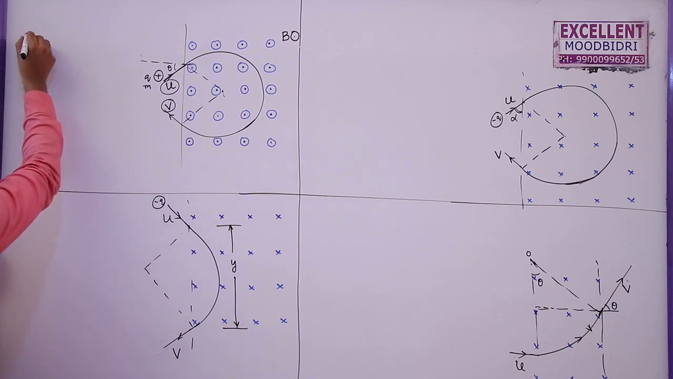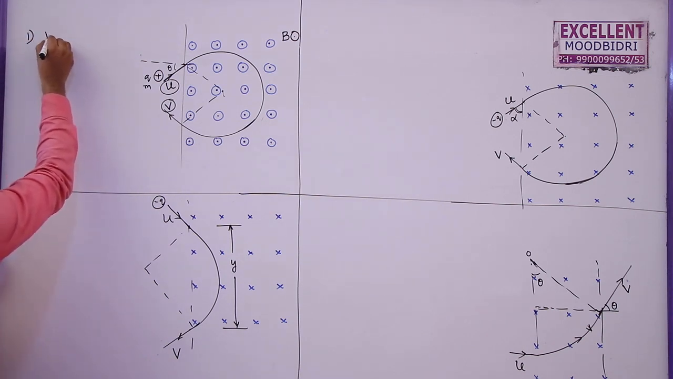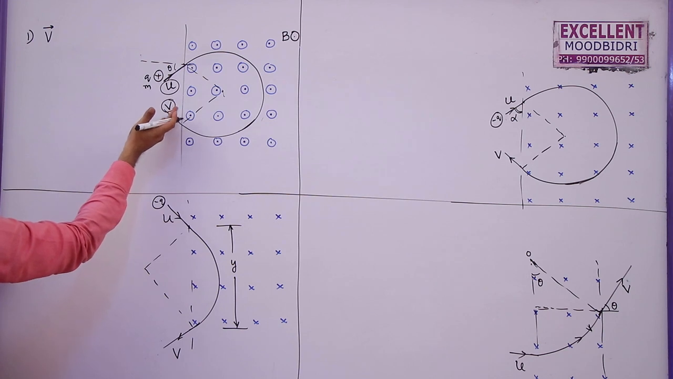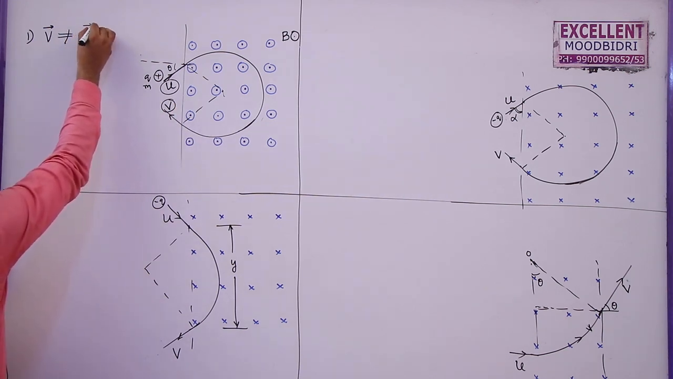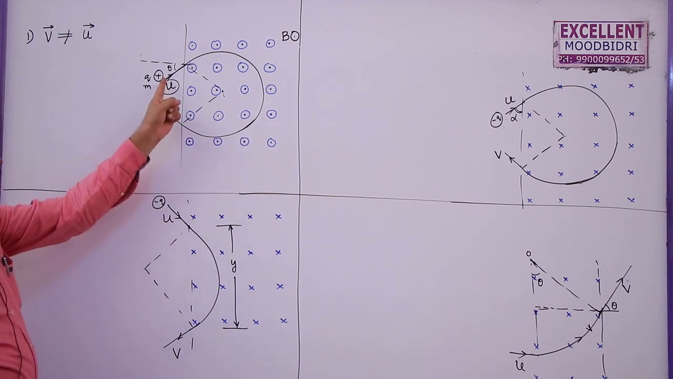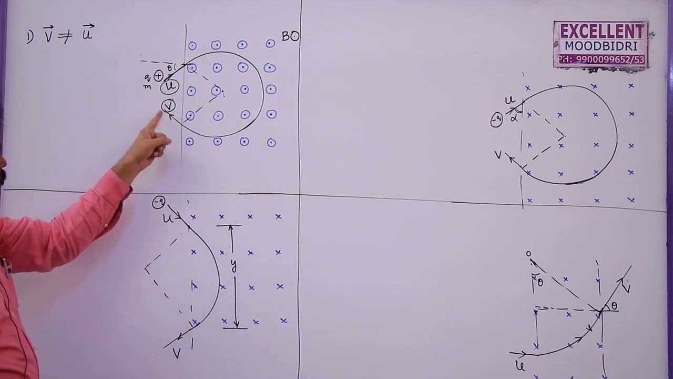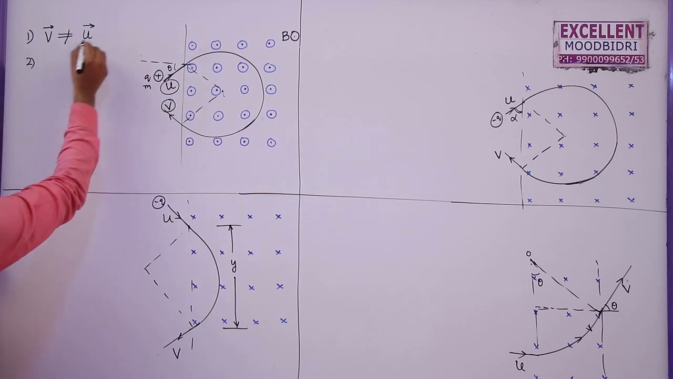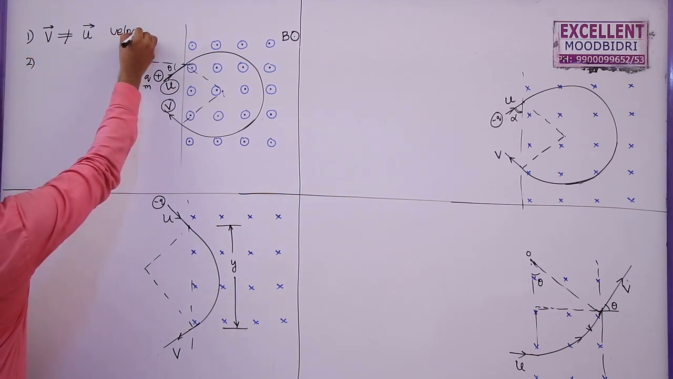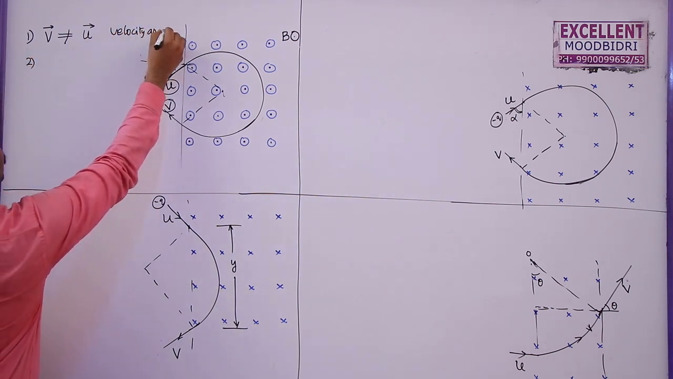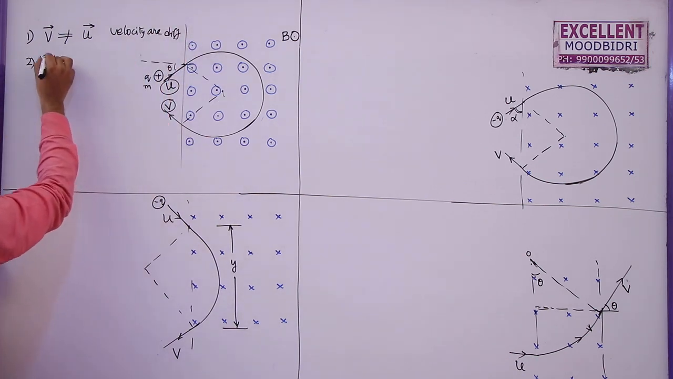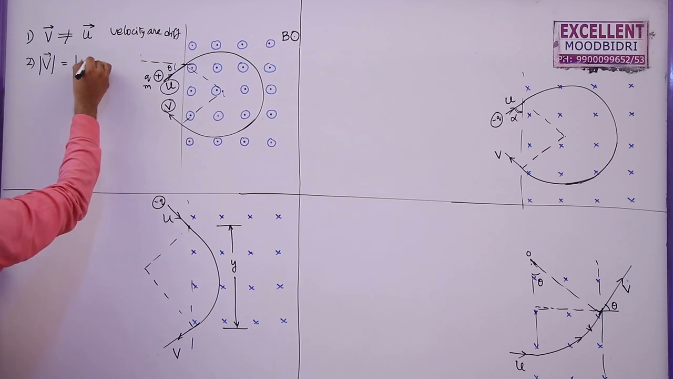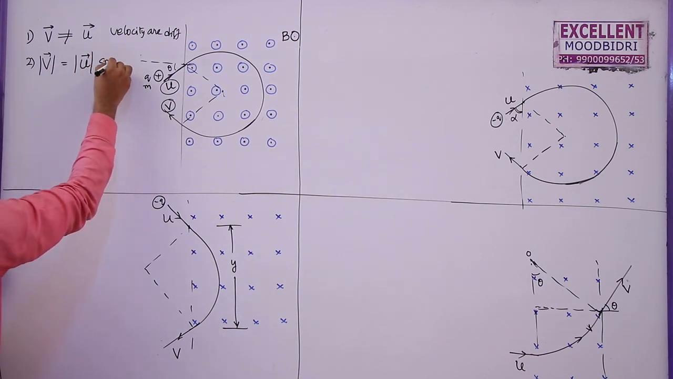So the first point we can write: the velocity with which the charged particle comes out is not equal to the velocity with which it enters. Why? Because the direction will change, but the magnitude of these two will be the same. So the velocities are different. But what about the speed? The magnitude of the velocity is called speed. The speeds are equal.